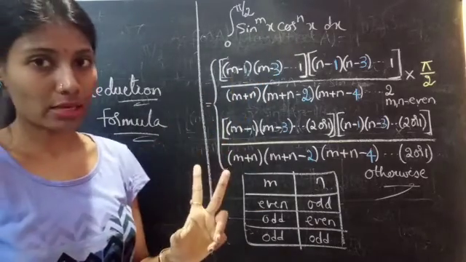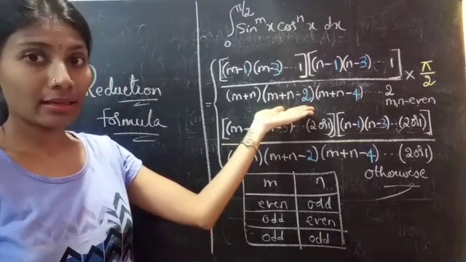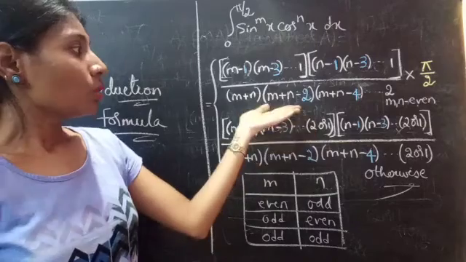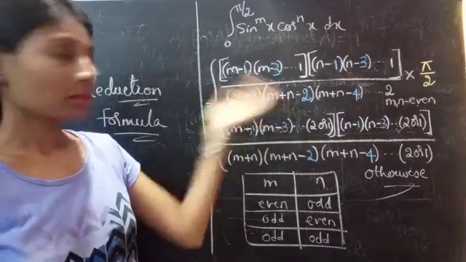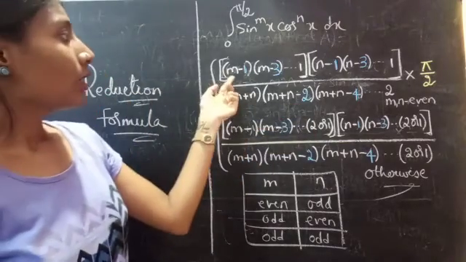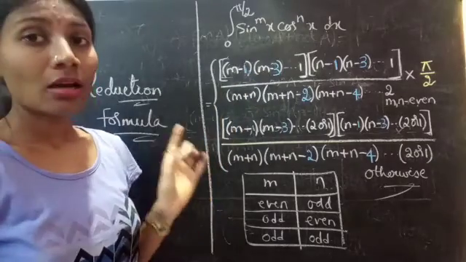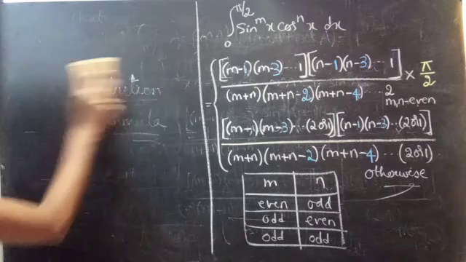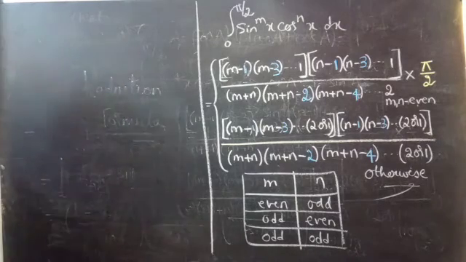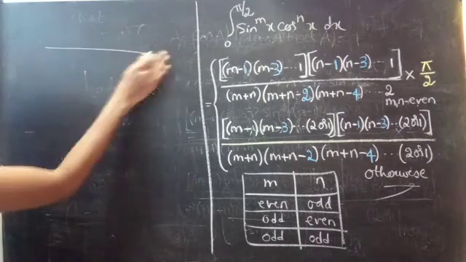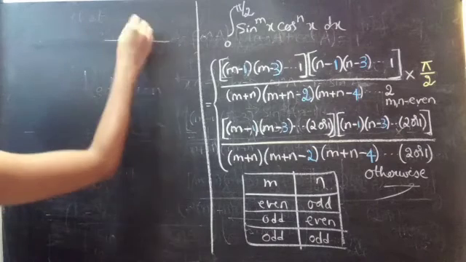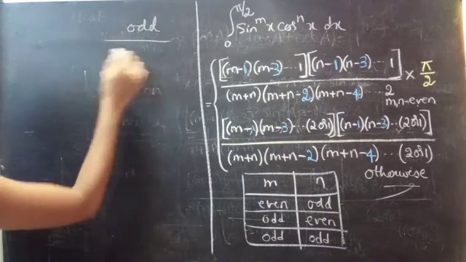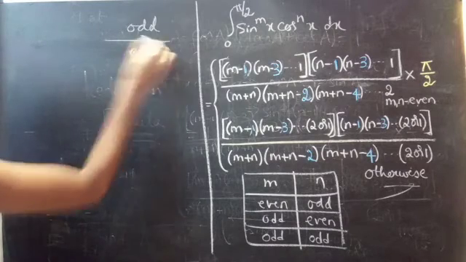we have two formulas: when m and n are even, and otherwise. When m and n are even, in the numerator we'll subtract odd numbers, and in the denominator you'll subtract even numbers.